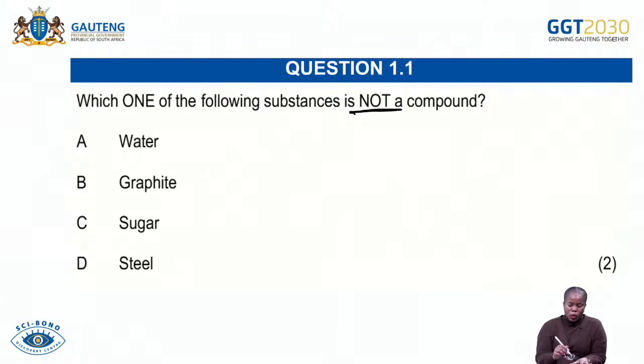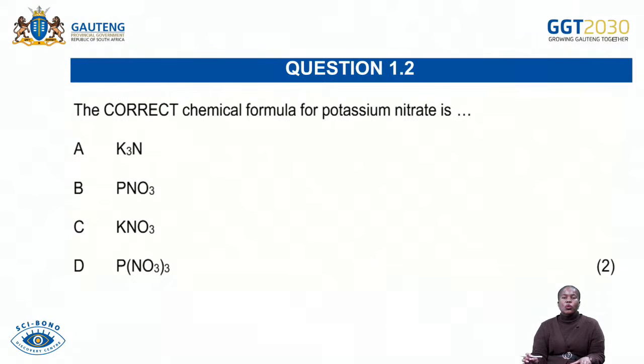So the correct answer here is B, because it is just made up of carbon atoms only. So it is not a compound, because we're looking for a substance that is not a compound. All right, moving right along, question 1.2, still on the multiple choice questions.